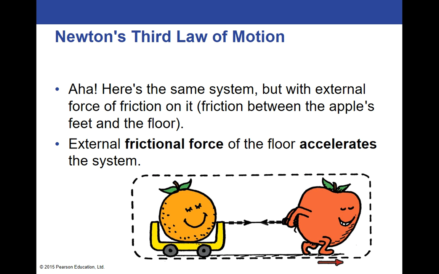In real life, however, there is at least some friction between the apple's feet and the ground. But the external force of friction now exerts an external force on the system. The external frictional force, so that red arrow to the right, accelerates both the apple and the orange. So we can consider either the orange by itself or the orange and apple together. If we can identify a force that's external to our identified dotted line system, then we have to conclude that the system accelerates according to Newton's second law.